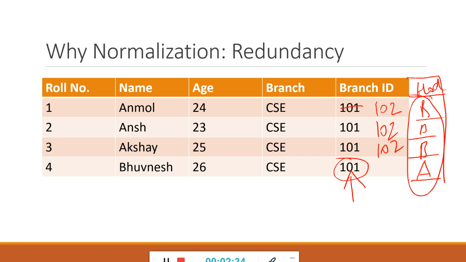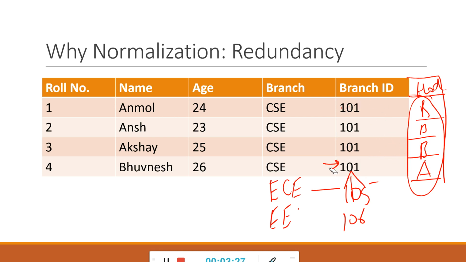It's easy to update the record when we have the same kind of record, but when we have an ECE branch and an EEE branch, and their codes are 105 and 106. In this case, you can see in the table that if we update the table with the branch ID 102 and one record remains as it is, we forgot to update that record. What has happened in this table? The CSE branch has two branch IDs, 102 and 101. It is not unique. So that is the update issue with this table. We need to check each and every record while updating. This is the problem with the updation.